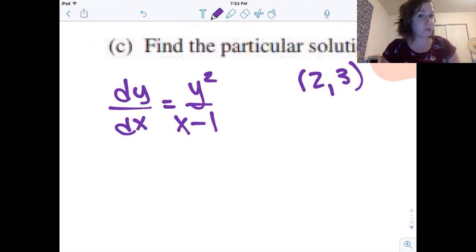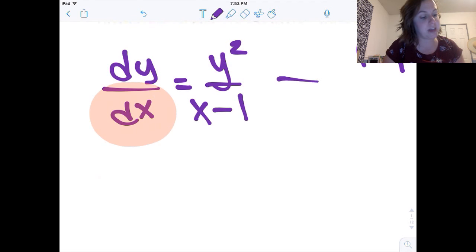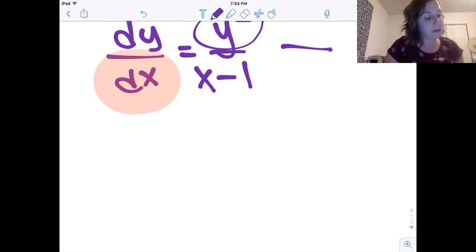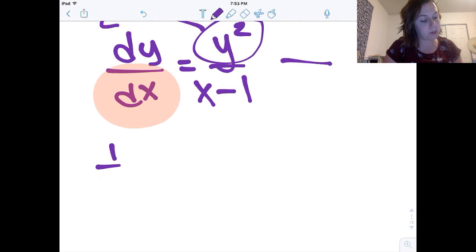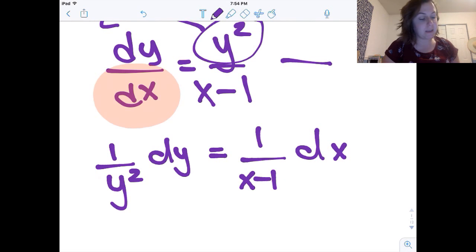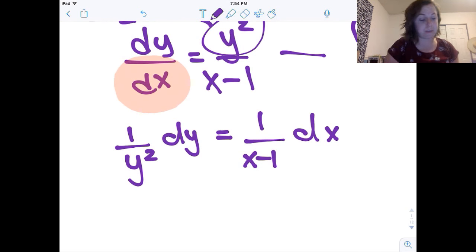So separating these variables, I know the dx is going to have to come over to this side, right? Multiply it up. And I know this y squared is going to have to come over to this side somehow. So I'm going to divide by y squared, so dy over y squared equals, now multiply over by dx, x minus 1 dx. So there's my separation of variables. And that's, again, the big step you have to show. And then I'm going to integrate.